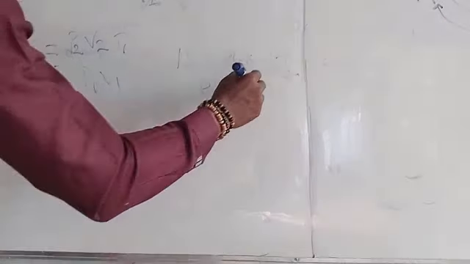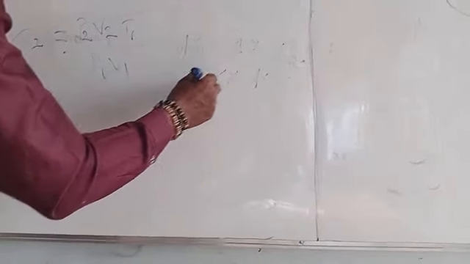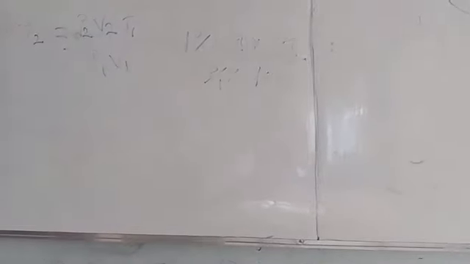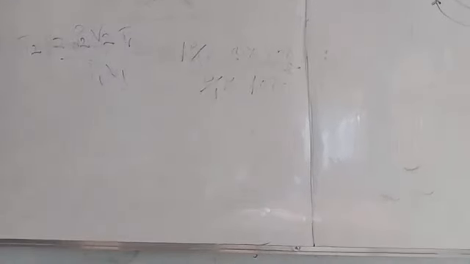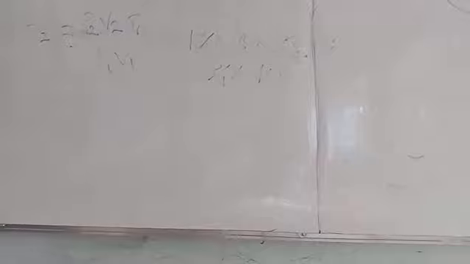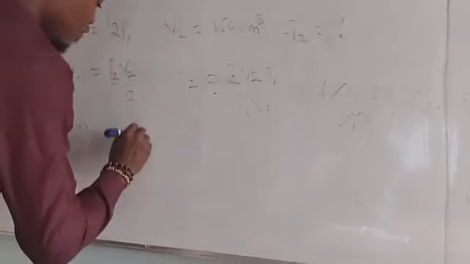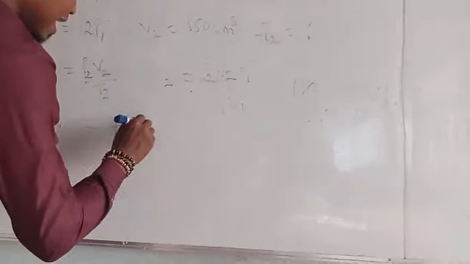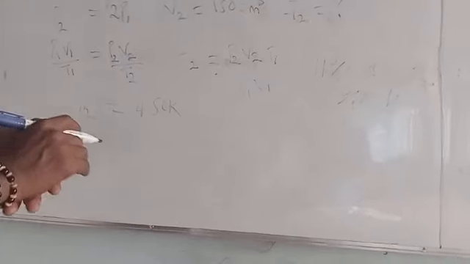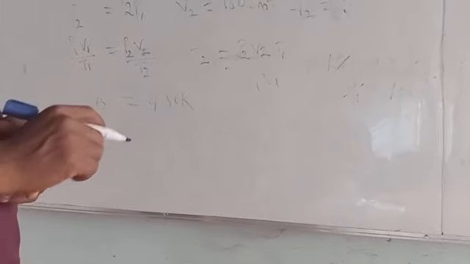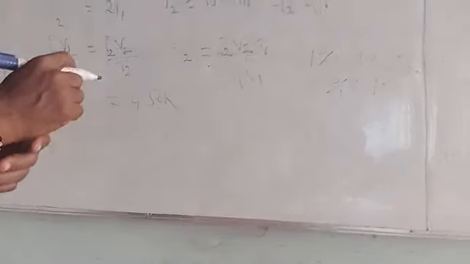So this 0 will cancel this 0. This 2 will cancel this 2. This P will cancel this P. So that our T2 will be equal to what? 450 Kelvin. 450 Kelvin. That is our T2.